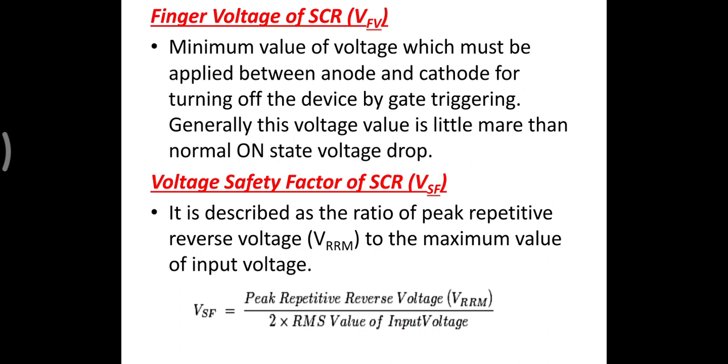So this voltage of the SCR is nothing but the minimum value of the voltage which must be applied between anode and cathode for the device. That means it is the minimum voltage required for the SCR. So the minimum voltage required, it is considered as the voltage.